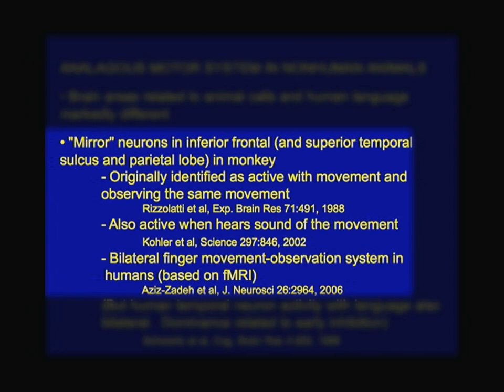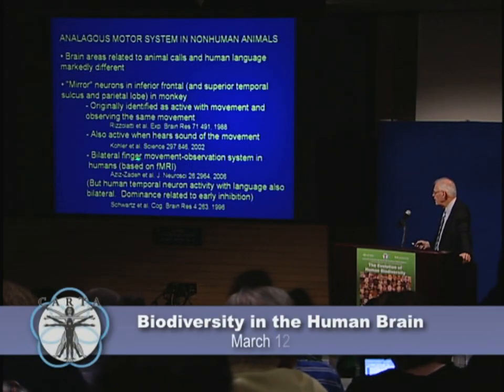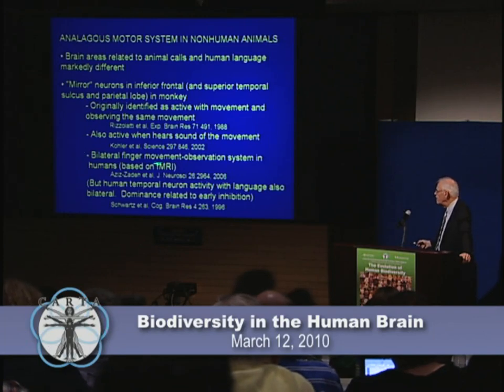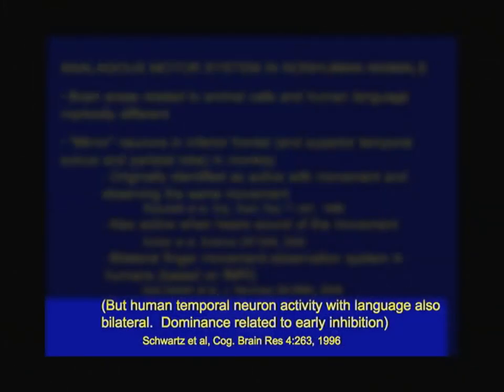It is not a lateralized system in humans, at least based on fMRI studies. Unfortunately, this was done with finger movement rather than oral facial movement, which perhaps would be more relevant. But at least so far, the evidence of laterality is not present in this system, either in monkey or in humans. But then again, human temporal lobe neuronal activity recorded during language measures is also not lateralized. The same proportion occur on both sides.